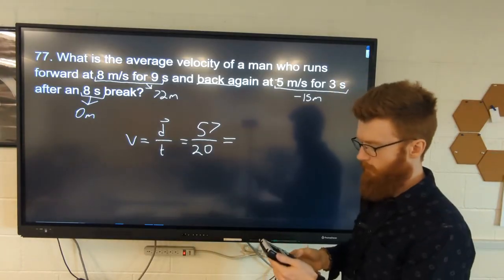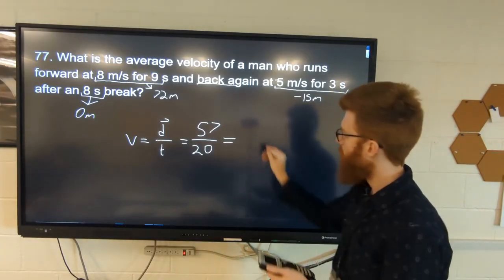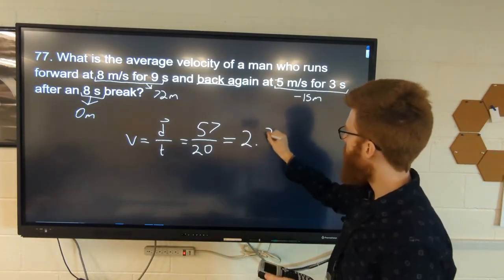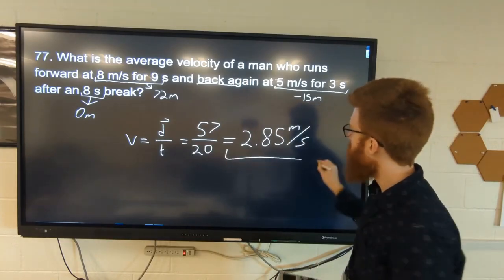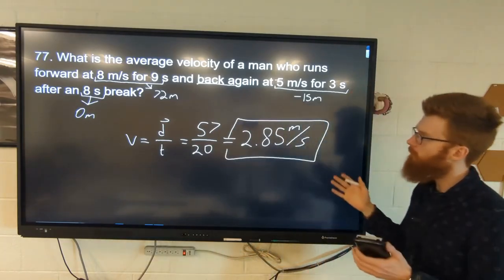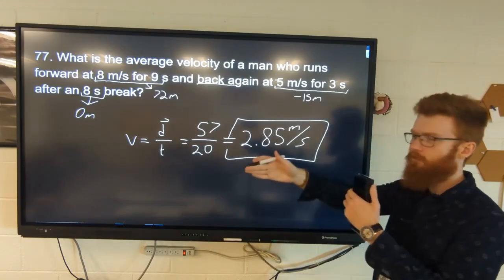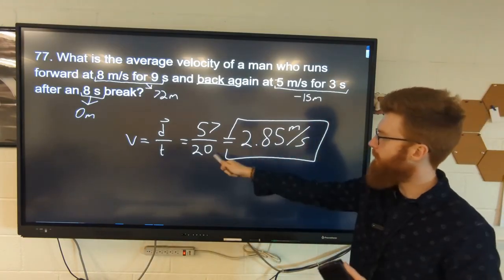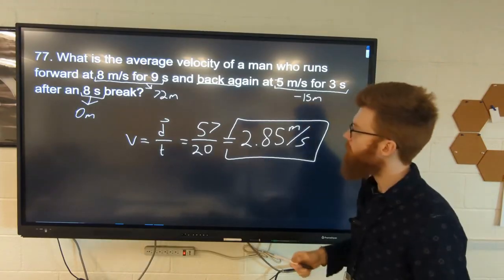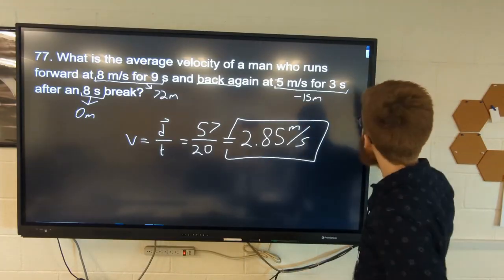Simplify that down into a decimal, giving us 2.85 meters per second. Overall, accounting for the fact that he changed directions, went back the way he came, it's as if he just ran for 20 seconds going this speed. That would have got him to the same spot.